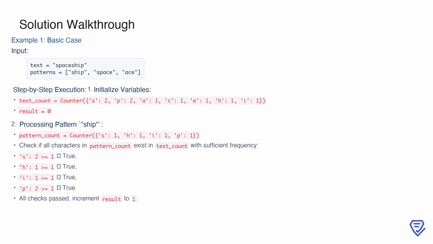We calculate the frequency count for this pattern, which shows that each letter in ship appears exactly once. Now, we check each letter in the pattern to see if it exists in text_count with at least the required frequency. For S, H, I, and P, this condition holds true. Since all checks pass, we increment result to 1, indicating that this pattern can be formed from the text.